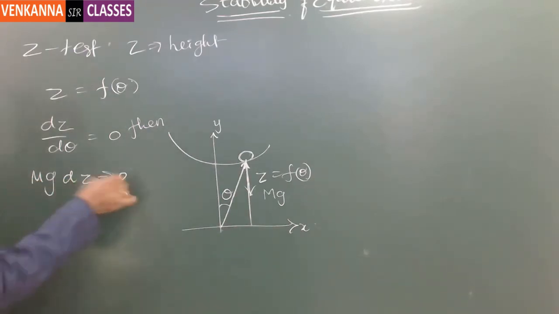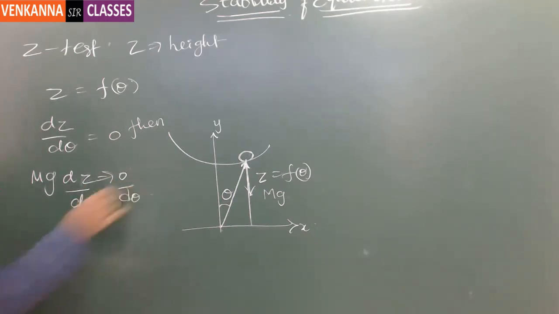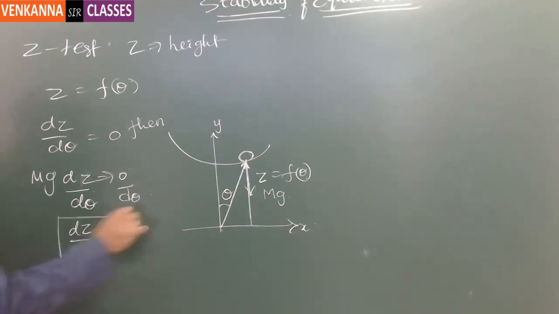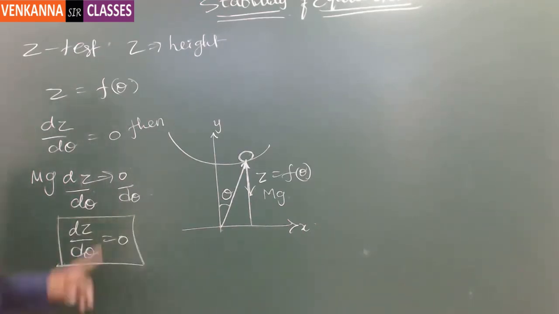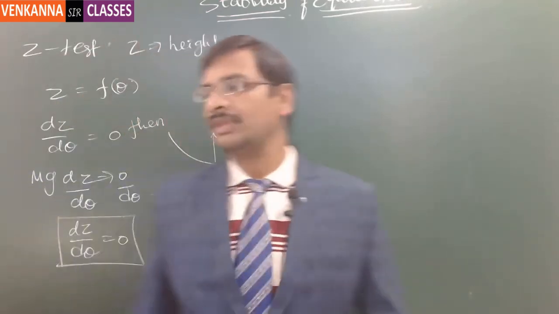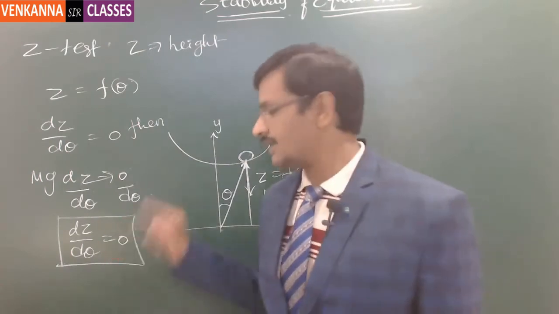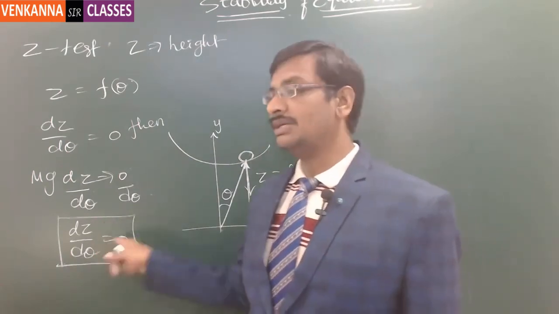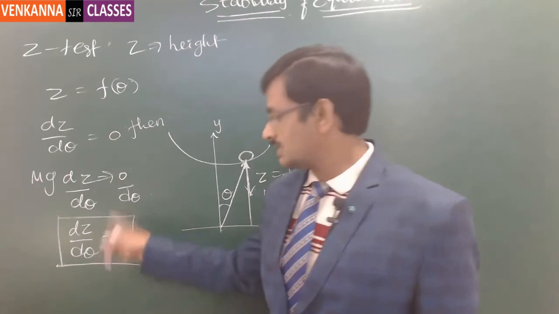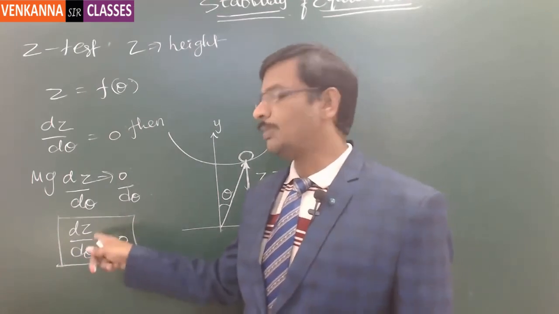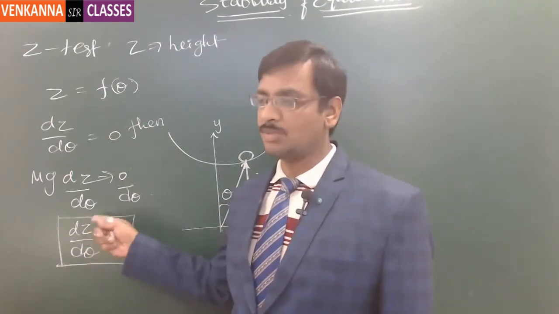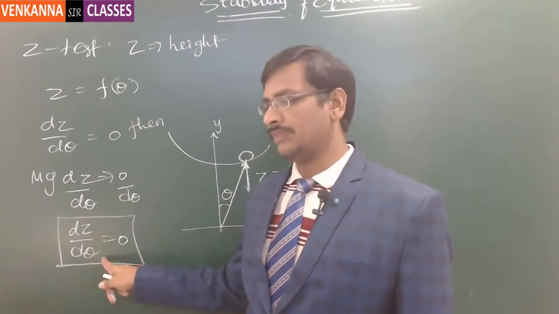Now mg into dz is equal to 0. If I divide by d theta, then it won't make any difference on either side. That means dz by d theta I can simply take as 0. Why I am taking this as 0 is that this is a mandatory condition for the equilibrium of the body. If the body is under equilibrium condition, then definitely at the equilibrium state, dz by d theta is going to be 0. If this is equal to 0, then the only possibility for Z is that it can be either maximum or minimum with respect to theta, right?